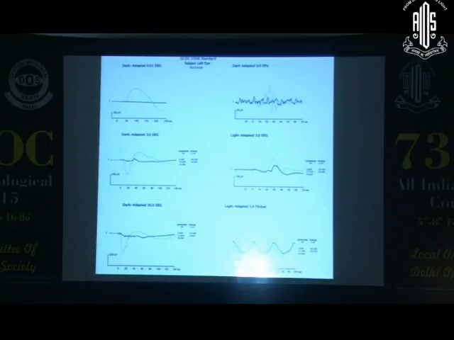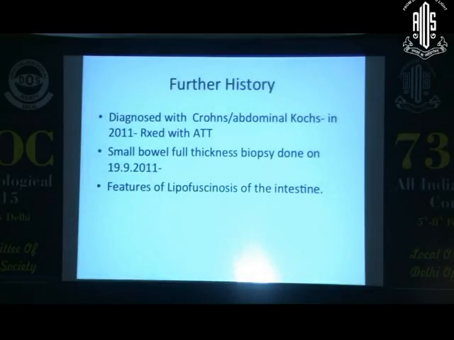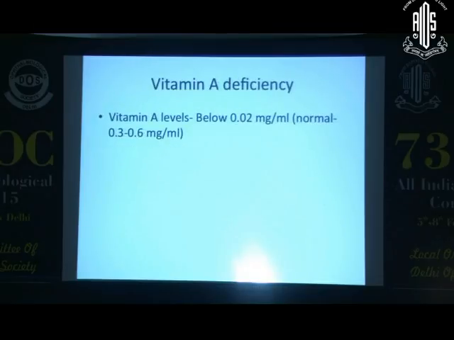So clearly we're looking at probably a vitamin A deficiency. And of course, he didn't have the classic Bitot's spots or conjunctival xerosis. When we went back and I spoke to his primary physician, he said he had been diagnosed with Crohn's or abdominal Koch's some time ago, treated with ATT, and the full thickness intestinal biopsy had shown lipofuscinosis of the intestine. Apparently a very rare condition. There are about 2 or 3 case reports in the world. And so his vitamin A levels were really non-existent. It was 0.02 compared to what is normal.